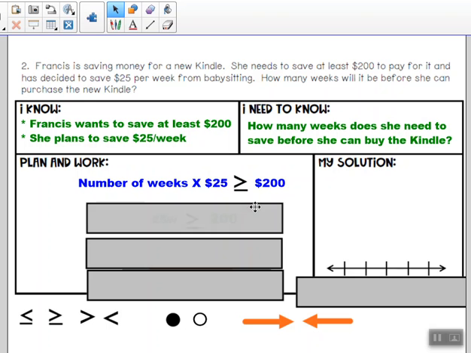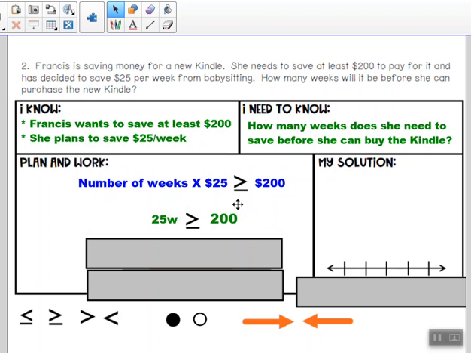So let's turn this into an inequality. Let's just take that 25 and multiply it by the number of weeks. And again, that should be greater than or equal to 200. So if I solve this inequality, again, think what is happening to our variable? Well, we're multiplying it by 25. So to undo it, we want to do the opposite of that. We want to divide both sides by 25.